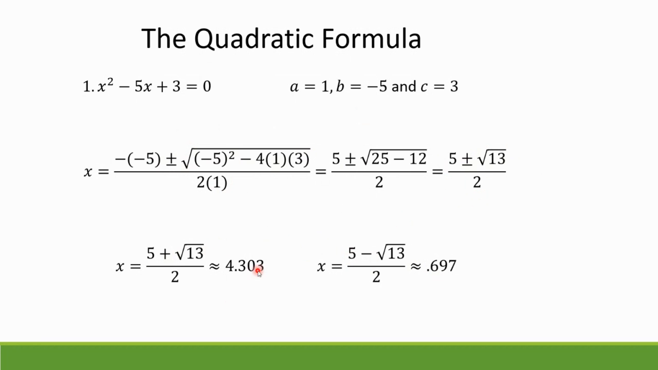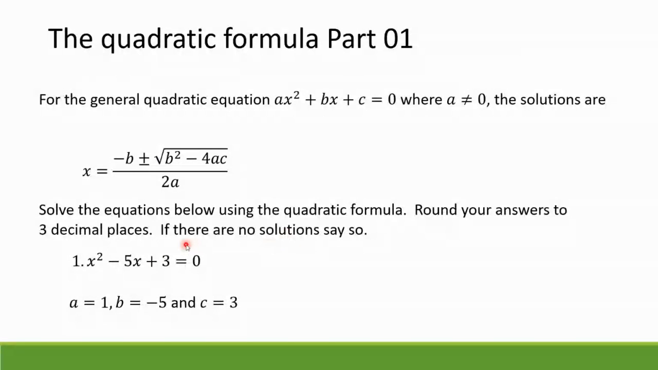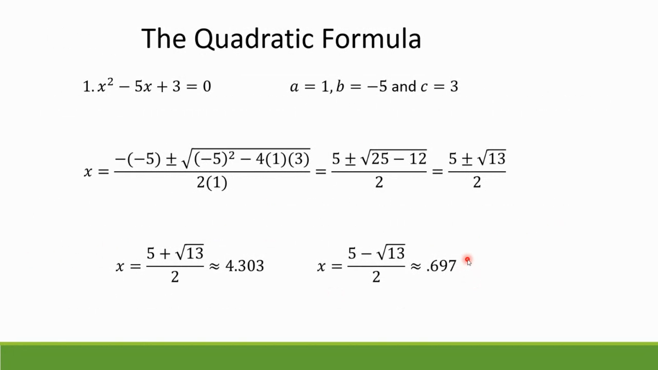And I rounded it to 3 decimal places. That's what I said to do here. So that's why I got this. Again, notice that I only have numbers here. I've seen students in the past who would put minus 5x here, minus 5x squared, and minus 4 times x squared times 3. Don't do that. Only numbers go in here.